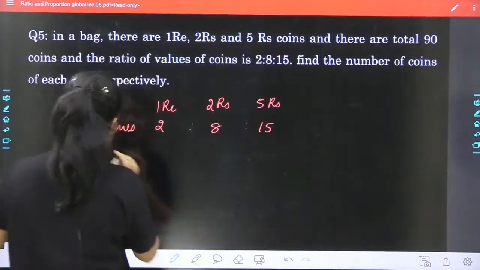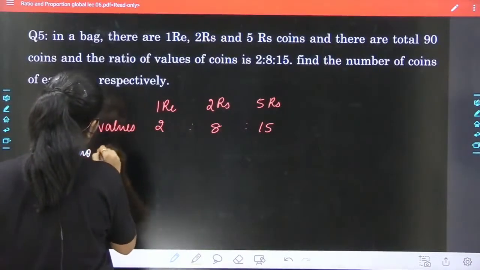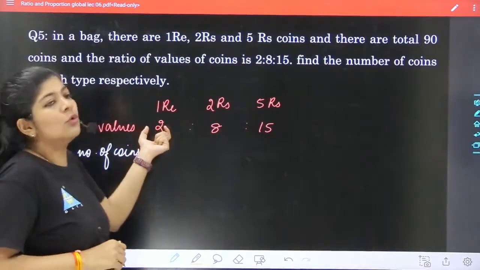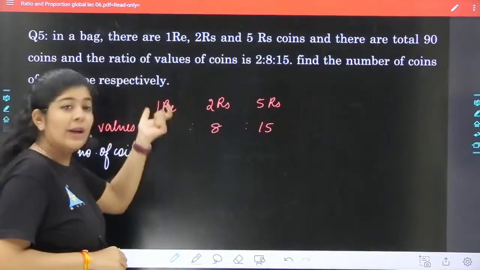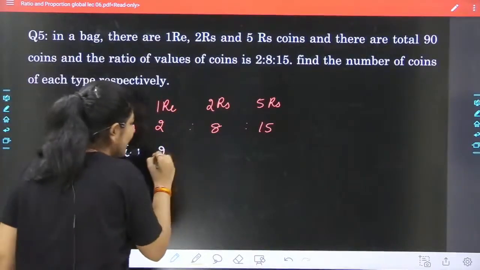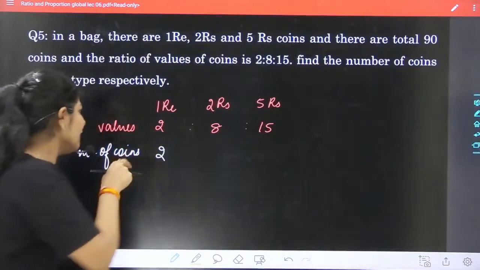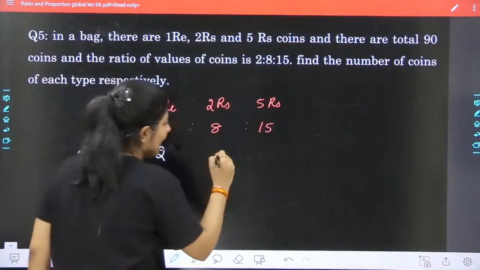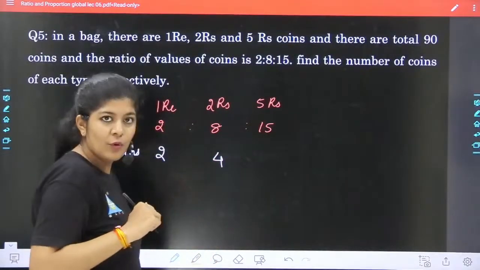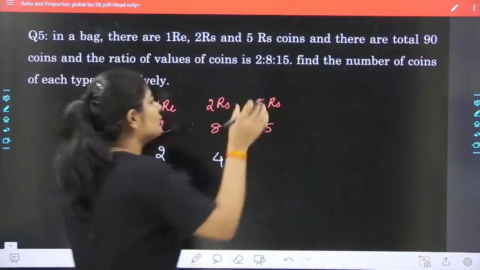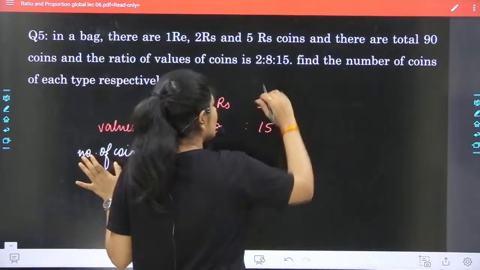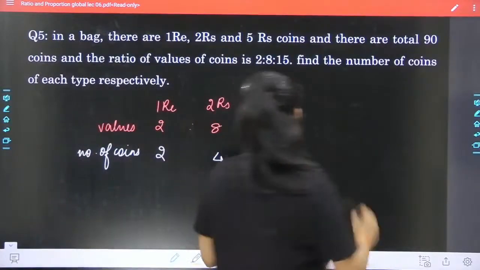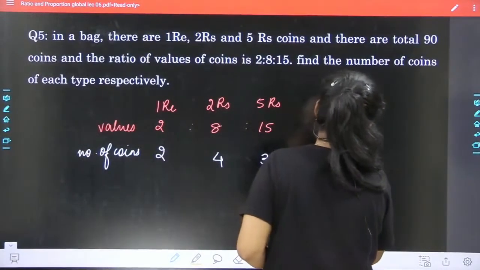Now this time I have to calculate the number of coins with these values. If I am having 2 rupees in my bag of 1 rupee coins, I can say that I am having just 2 coins. If I am having 8 rupees of 2 rupee coins, I am having 4 coins. If I am having 15 rupees of 5 rupee coins, I am having 3 coins. And in total I am having 9 coins.